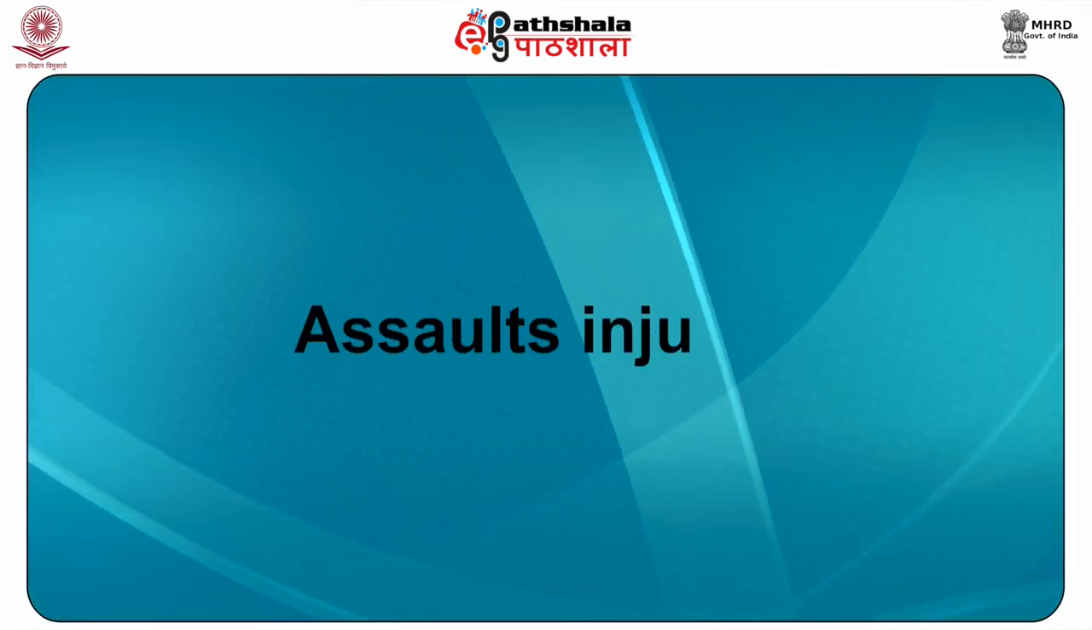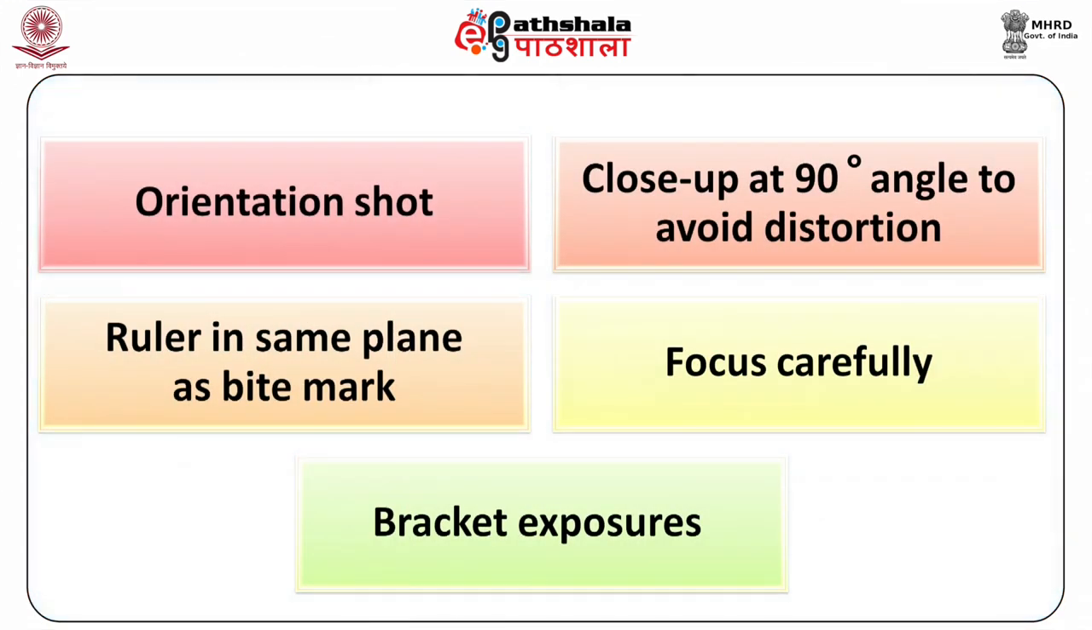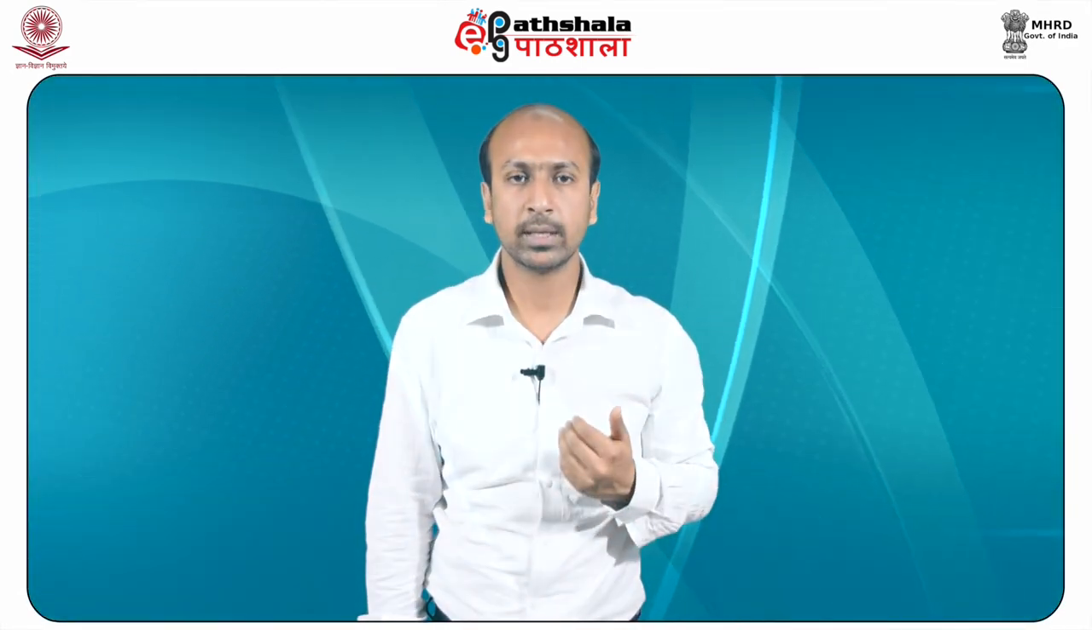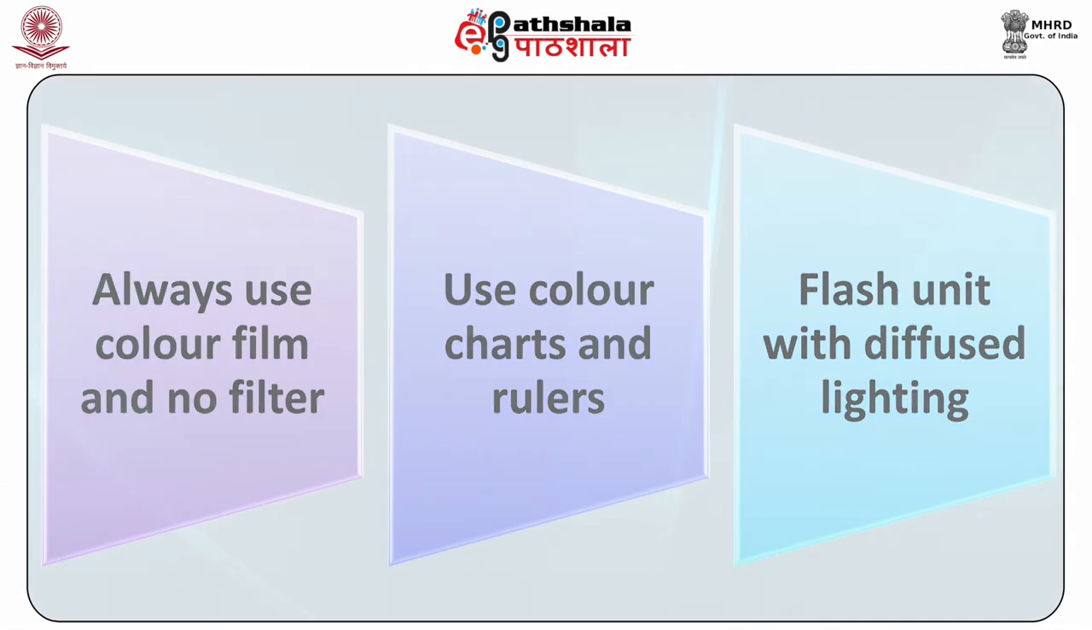Now, in assault cases and injuries, photographing injuries: face of the victim in the photographs, bruises, bite marks. In this orientation shot, close up at 90 degree angle to avoid distortion, ruler in the same plane as the bite marks, focus carefully, bracket exposures. Second is equipment. In this, the first point is always use color film and no filter. B, use color charts and rulers. C, flash units with diffused lighting.